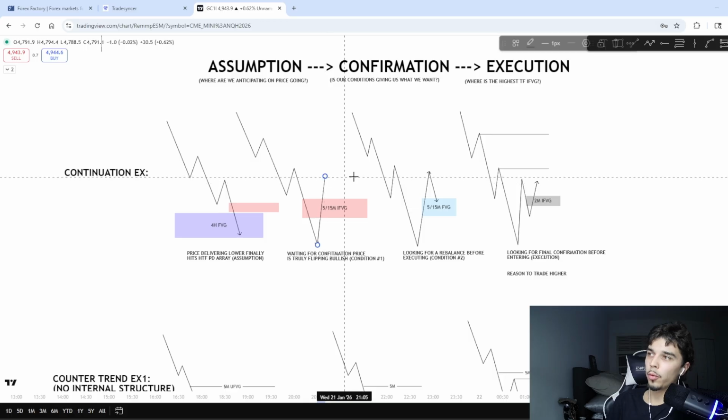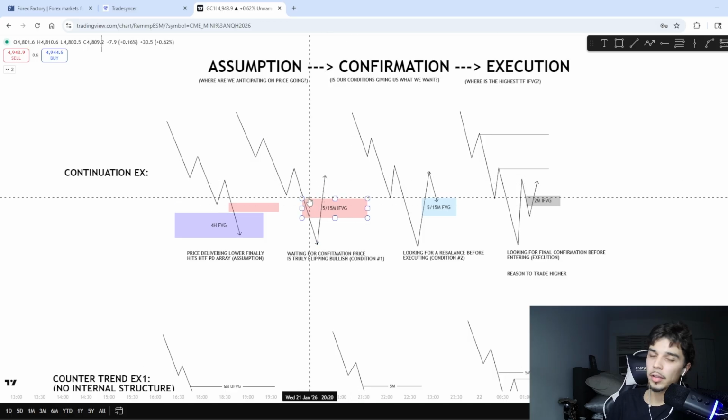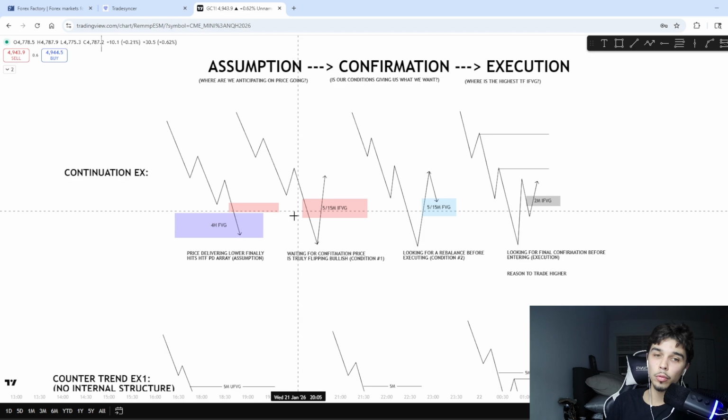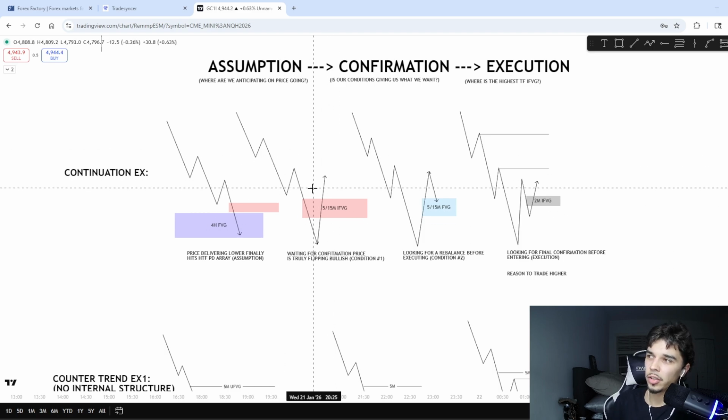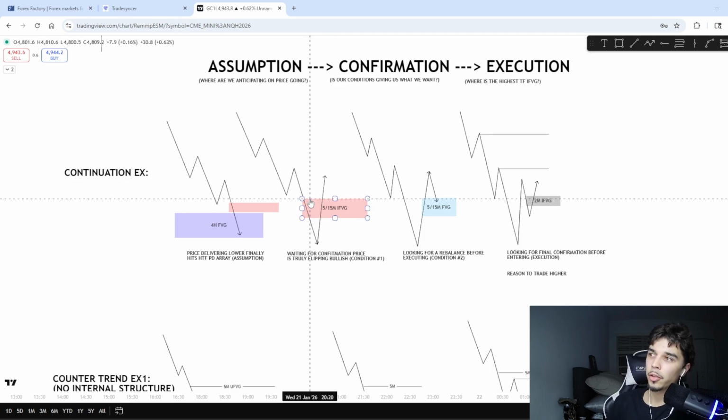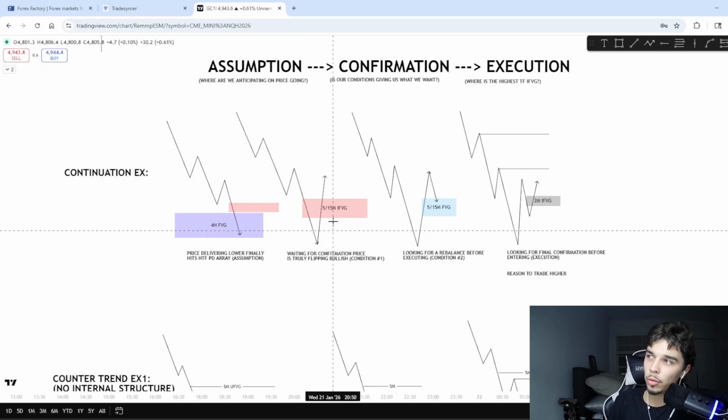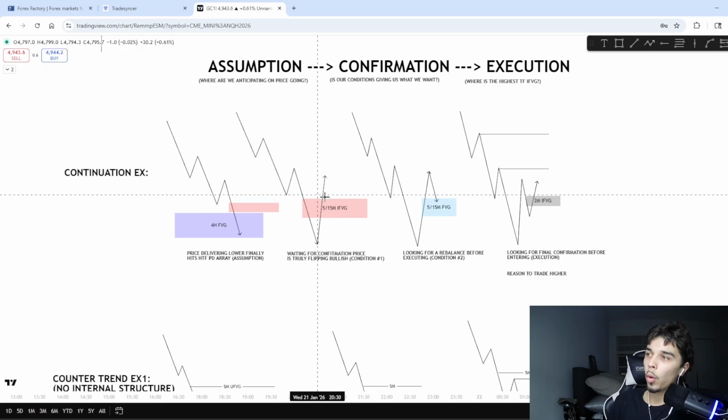So what am I going to wait for? What is the highest probability? Well, for us to start disrespecting bearish PD arrays and start respecting bullish PD arrays. Okay, so our first condition is now going to be this 5 and 15 minute bearish fair value gap. If I want to long, I need to see this get inverted. Okay. Once this gets inverted, right?